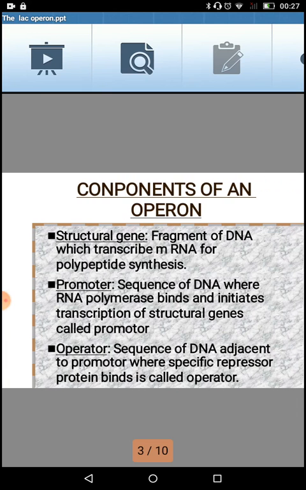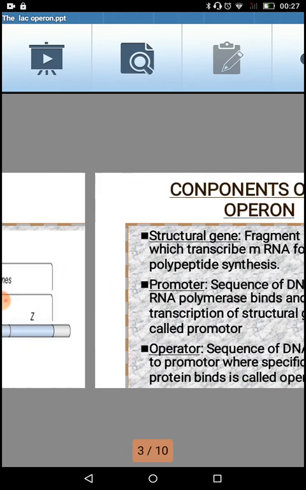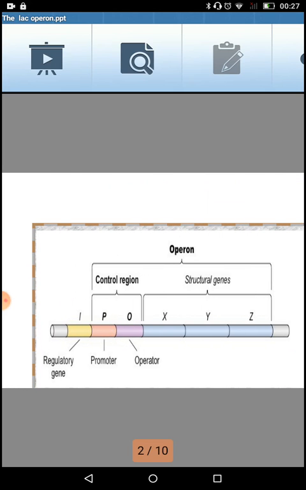Next one is operator. Let's revert back the slide, which is denoted here by O. Basically, this operator region is present adjacent to the promoter region, and this operator region has a tendency of binding to a protein which we call a repressor protein. And if the operator binds to the repressor protein, it will not allow the promoter to move ahead for the transcription. So it will become a kind of hindrance in the transcription.